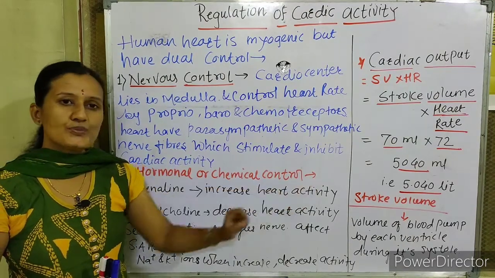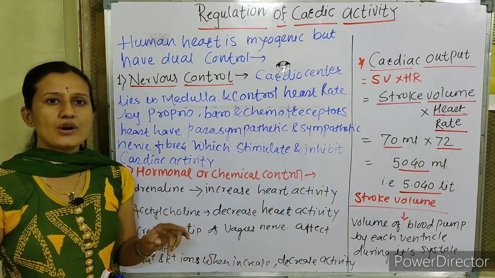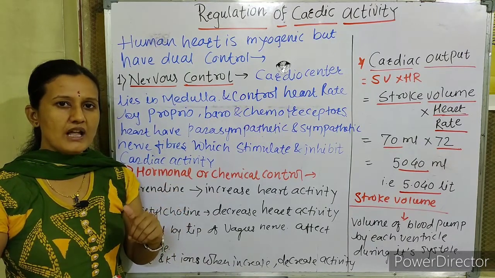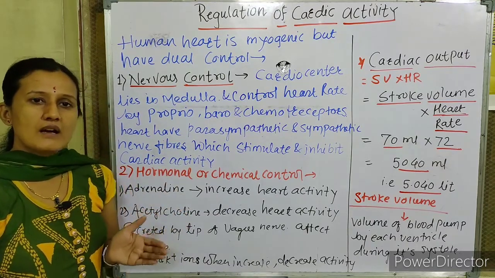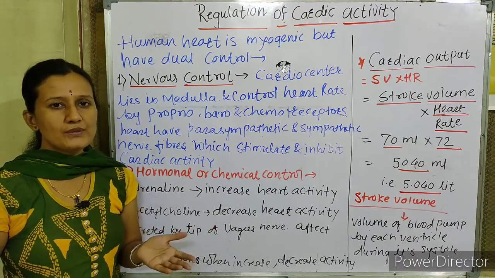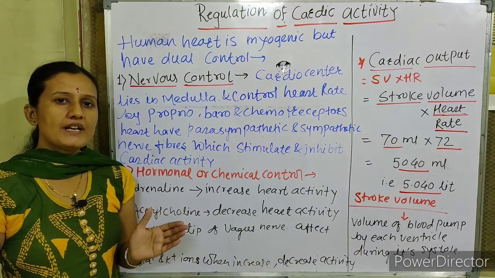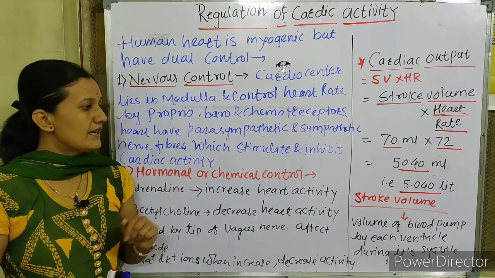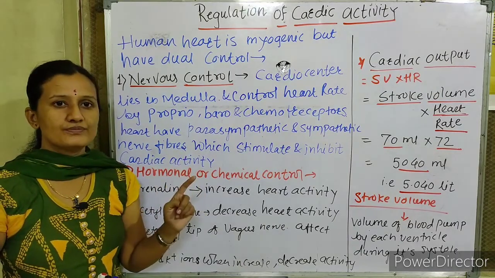Stroke volume means when ventricles contract, the volume of blood during their contraction. How much blood is pumped by the right ventricle to the lungs for oxygenation, and how much volume of blood is pumped by the left ventricle all over the body, that is called stroke volume.